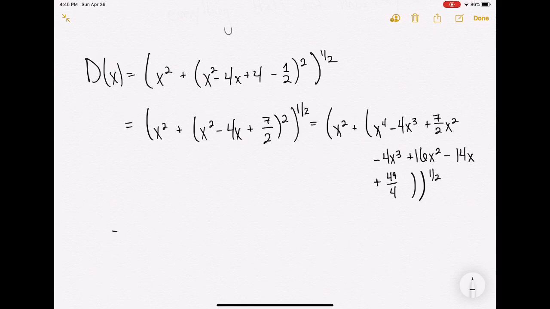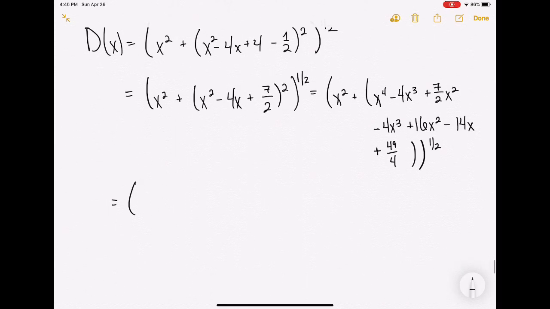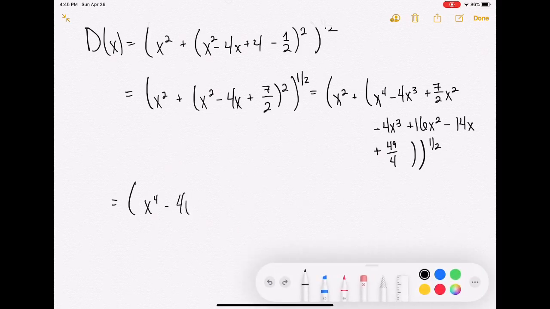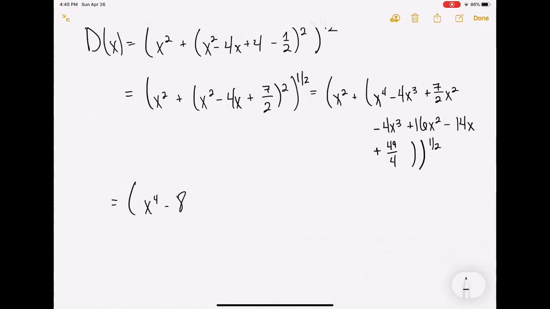And so what does this actually simplify to on the inside? It's x to the 4th minus 4x cubed. Sorry, minus 8x cubed, because I have 2 of those. And then I have a 16x squared, another x squared, so 17x squared, plus 7/2 x squared. So how many halves is that? 17 times 2 plus 7 is 41. 41/2 x squared.